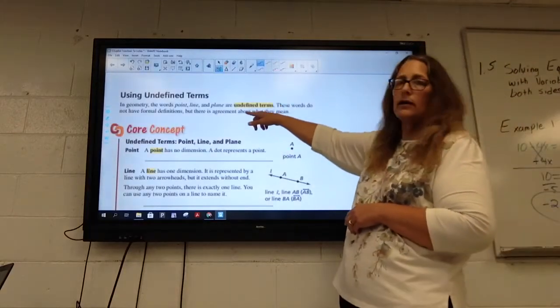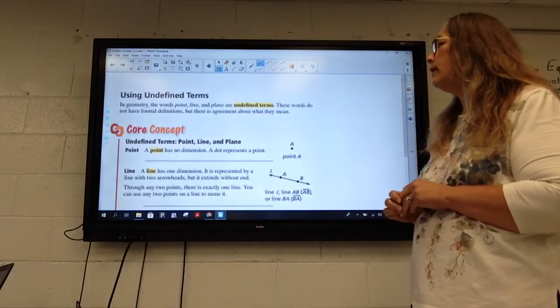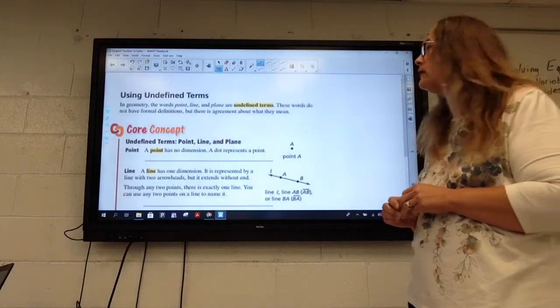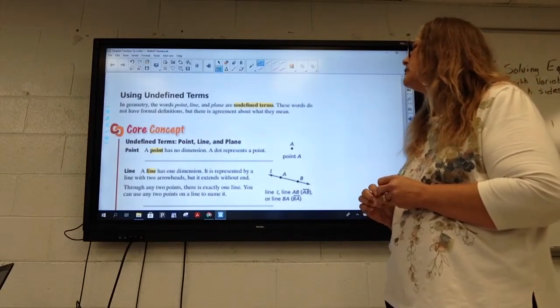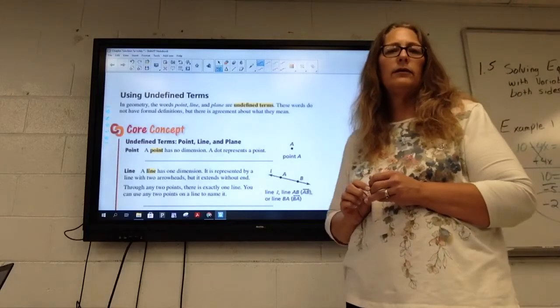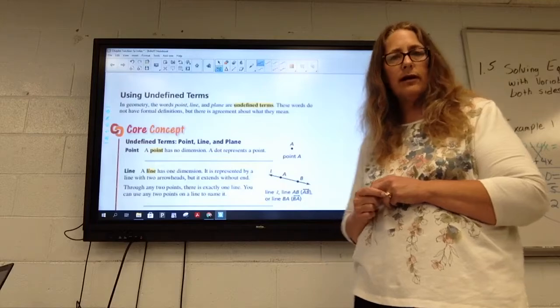So, using our undefined terms, in geometry, the words point, line, and plane are what we consider undefined. These words do not have formal definitions, but there is agreement about what they mean. You do not have a formal definition because you use those words when you try to describe them.